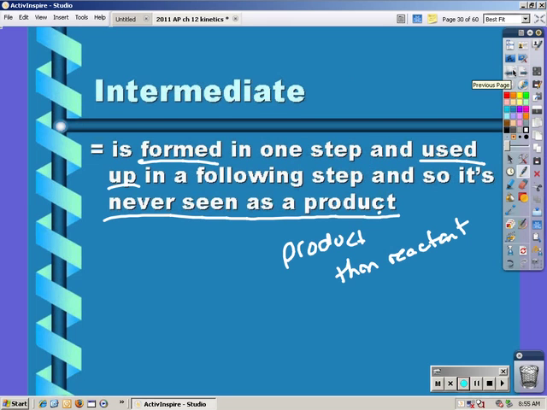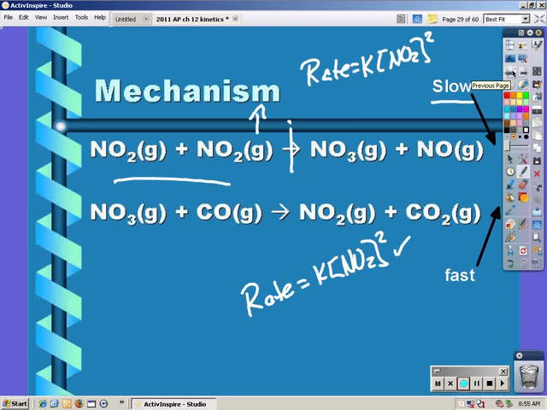And we need to look at the previous problem and see what the intermediate was in this problem. So you look at your products. NO3 we have as a product, and then we have it as a reactant. Nothing else we made and then used, so just NO3 would be the intermediate.